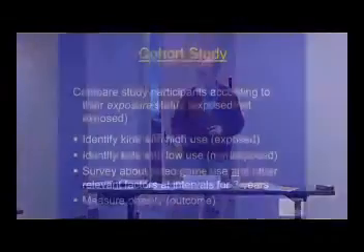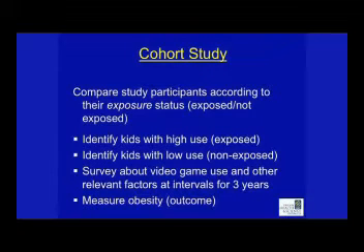Okay, we're getting towards the end here. A cohort study is a study where you are comparing participants. Again, same relationship. You're interested in exposure and outcome. But here we're defining our study subjects according to their exposure status. We call them the exposed and the not exposed. So we're going to start by identifying kids with high video game use and kids with low use. And now we're going to watch what happens through time.